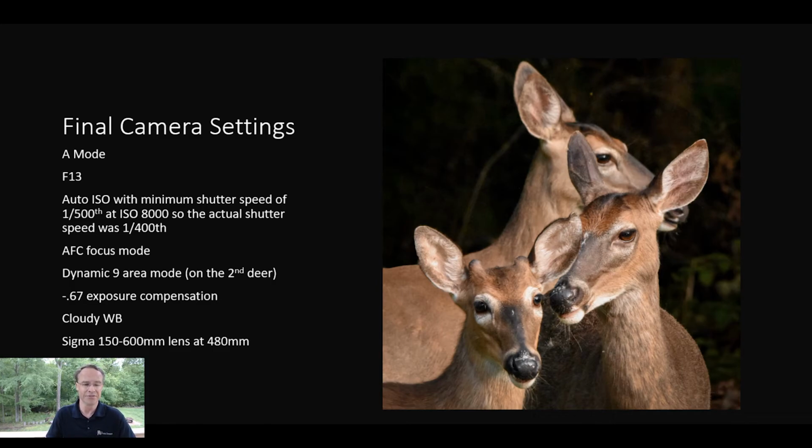I was in continuous focusing, dynamic 9. I didn't focus on the front deer, I didn't focus on the back deer, I focused on the second deer and just hoped that I had enough depth of field to give me a fairly sharp image of all three subjects. I was at minus exposure compensation, I was on cloudy white balance, and I was at about 480 millimeters out of the total range of my 150 to 600 millimeter lens.